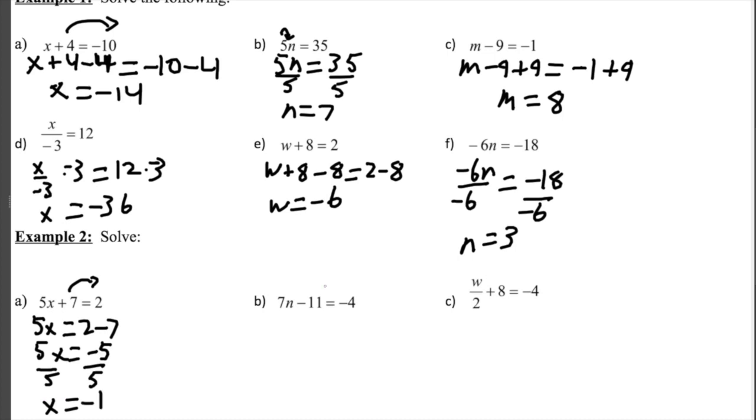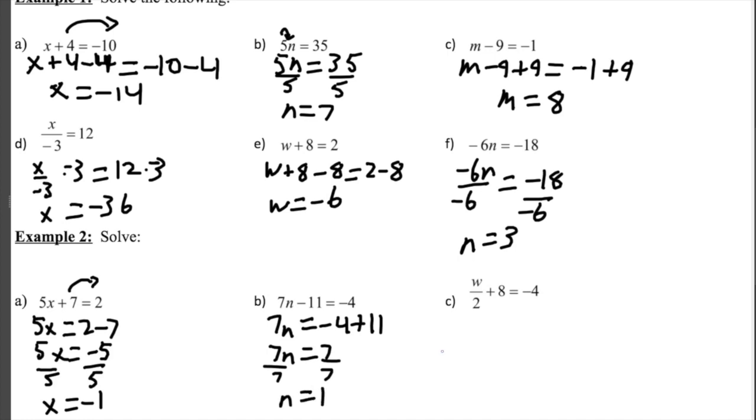For b, we have 7n minus 11 equals minus 4. Again, we're going to bring the 11 over to the other side. So we minus 4 plus 11. So 7n is equal to 7, divided by 7, divided by 7. N is equal to positive 1.